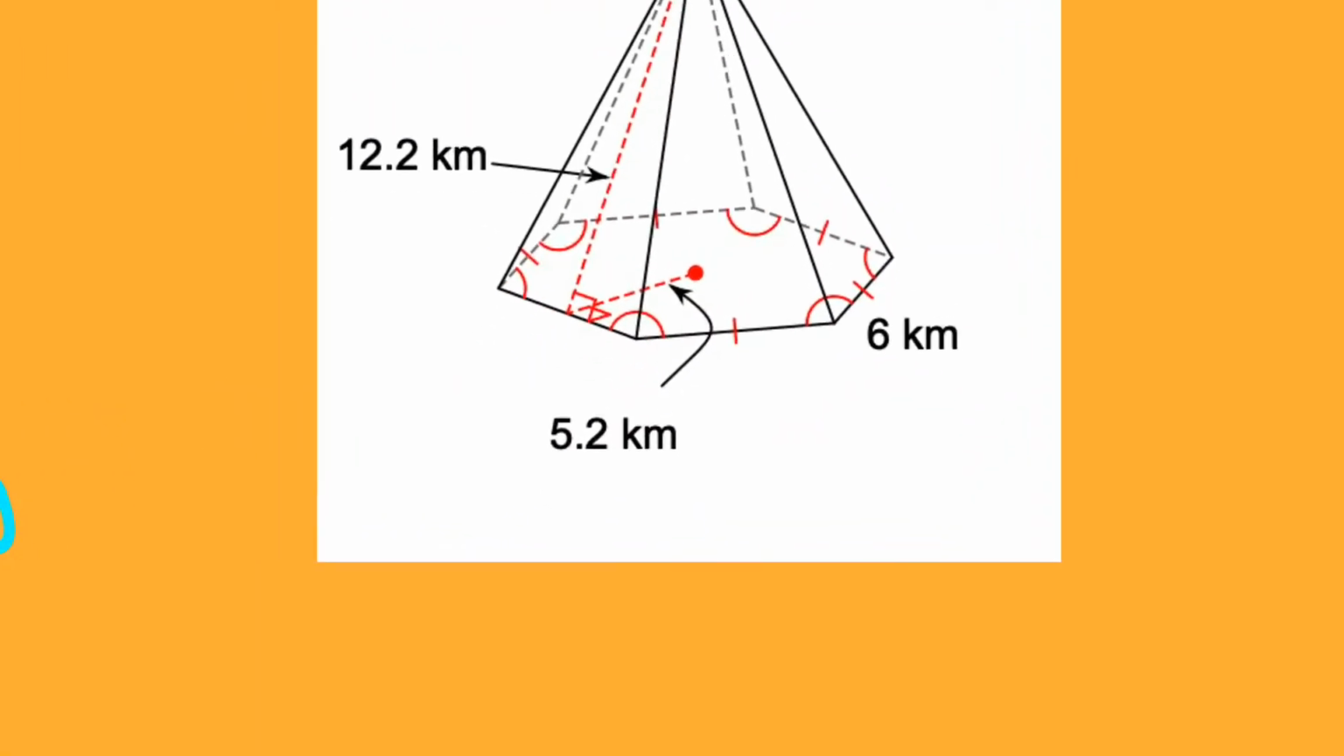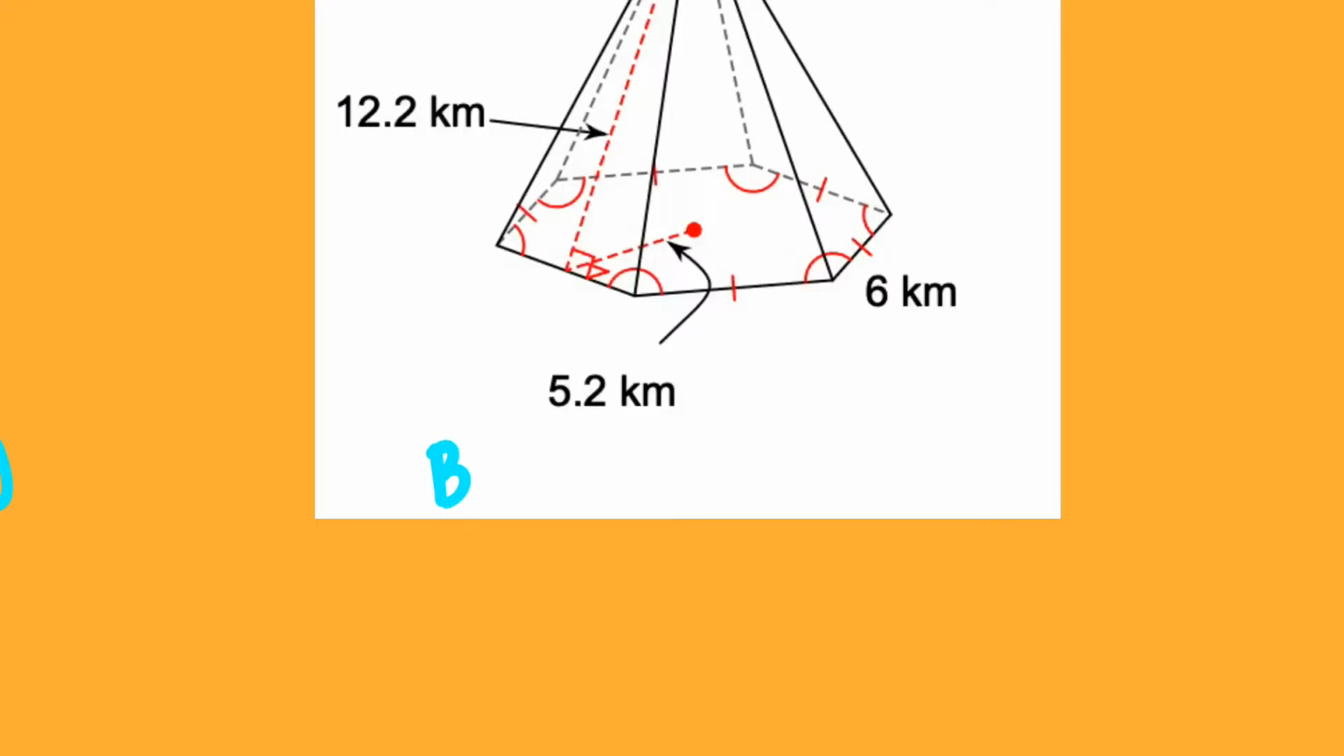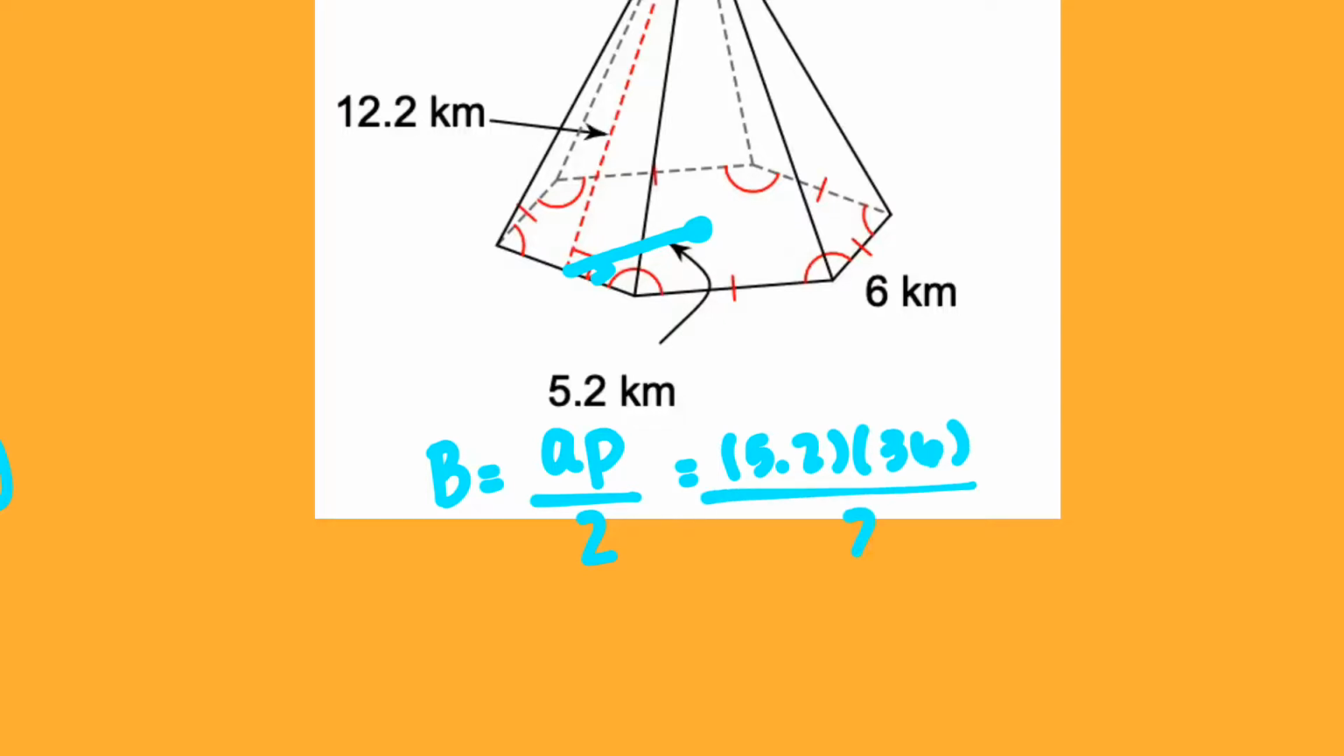Remember, the area for a regular polygon, so I'm going to do the capital B, is equal to the apothem times the perimeter of the base, or perimeter of the shape here, divided by 2. When I look at this, I know my apothem is this 5.2. It starts at the center of the shape and is perpendicular to one of the sides. So 5.2 times, I already found my perimeter, 36, divided by 2.